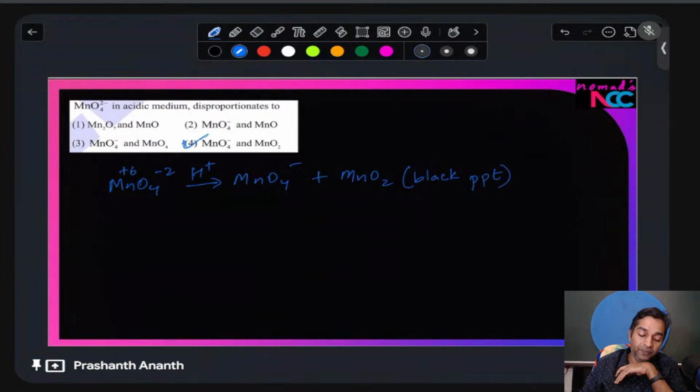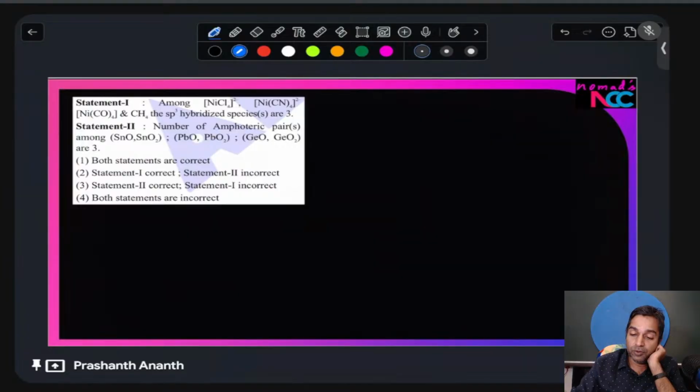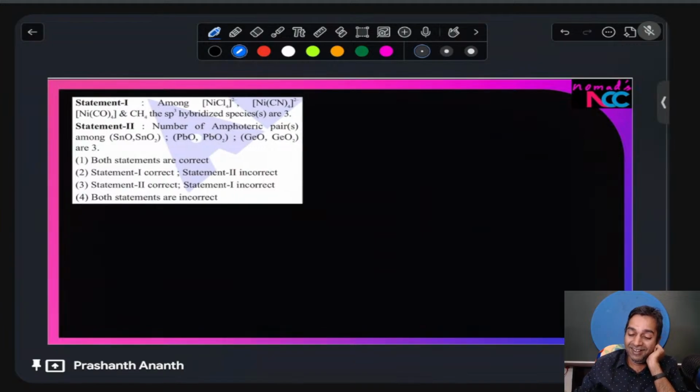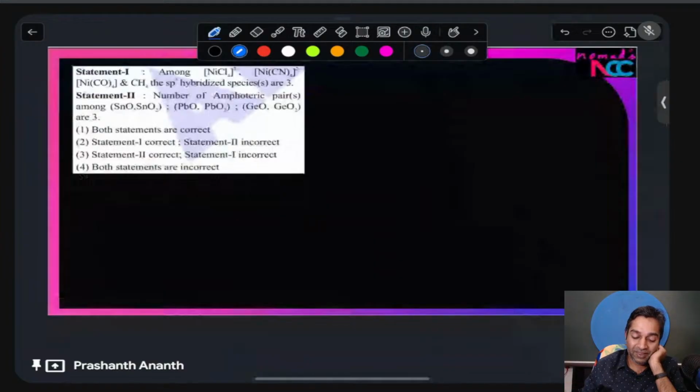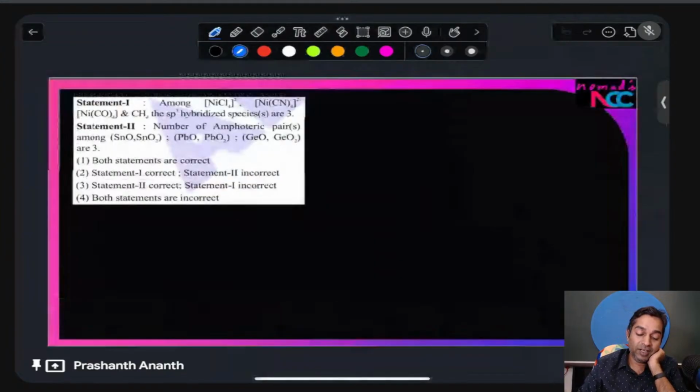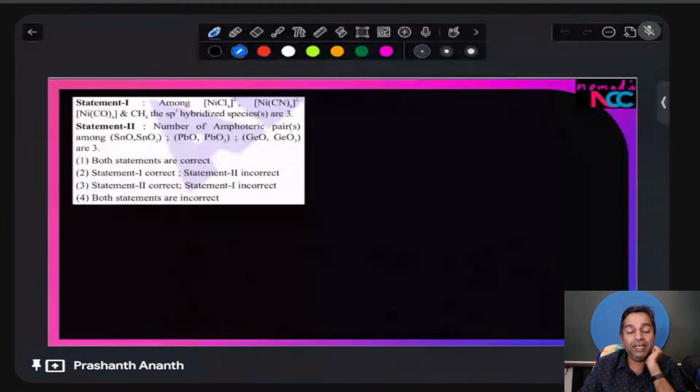Okay, next up. Again, there's a whole bunch of species here. Let me just make a quick copy of this page so that I don't create a mess when I'm writing over there. Okay, in this particular case, let's have a look. Among NiCl4 2 minus, Ni(CN)4 2 minus, Ni(CO)4, again it's the same nickel complexes.